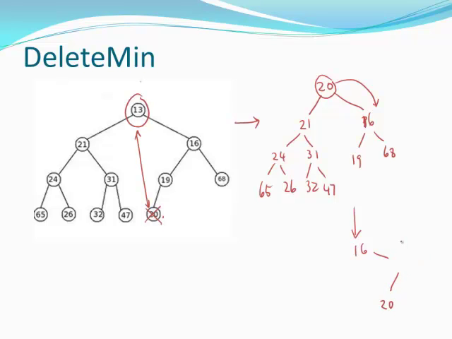So the 19 will come here, and 68 is there, and this piece, then 21, and this whole part here will be the tree that you have there. So the delete min is performed like that, and you can see now it's a heap, and it satisfies the heap properties.